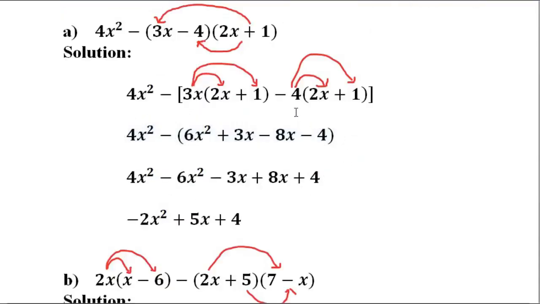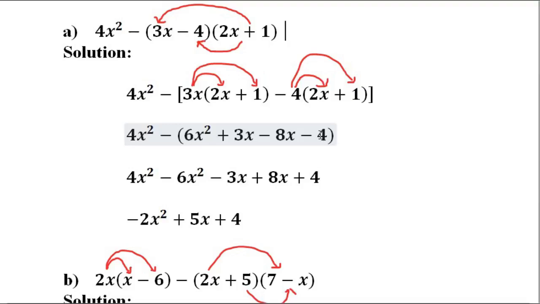Now using the distributive property, I'll distribute the positive 3x to the positive 2x and to the positive 1. And then we can distribute the negative 4 to the positive 2x and to the positive 1. We have 3x times 2x, positive 6x squared, 3x times positive 1, positive 3x, negative 4 times positive 2x, negative 8x, negative 4 times positive 1, negative 4.